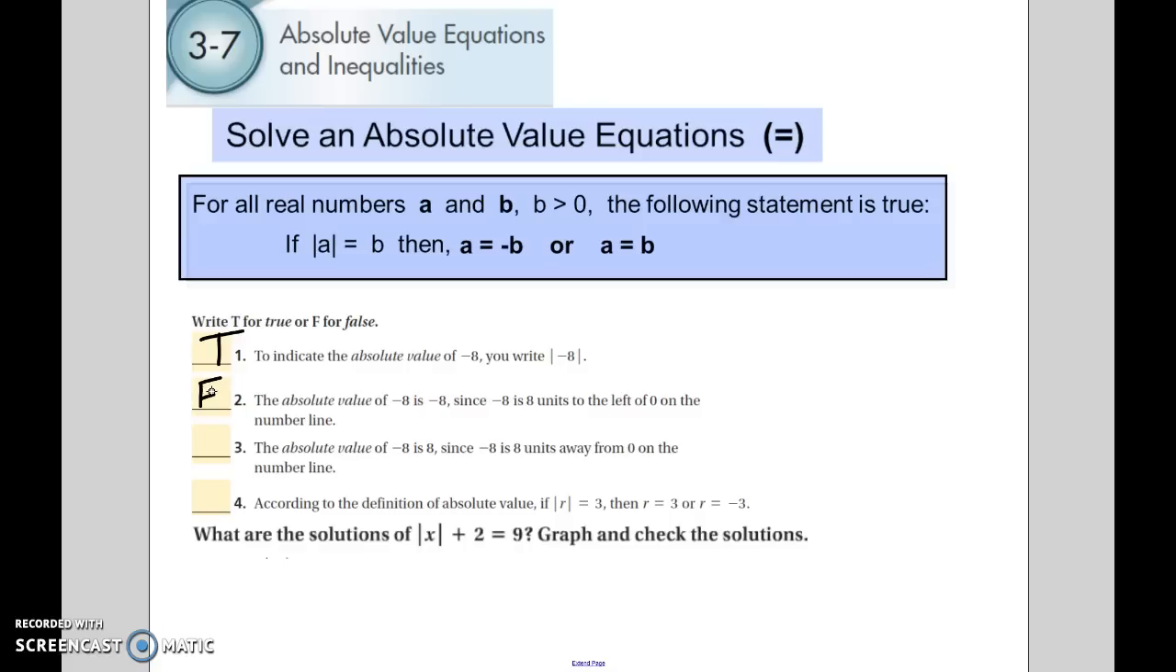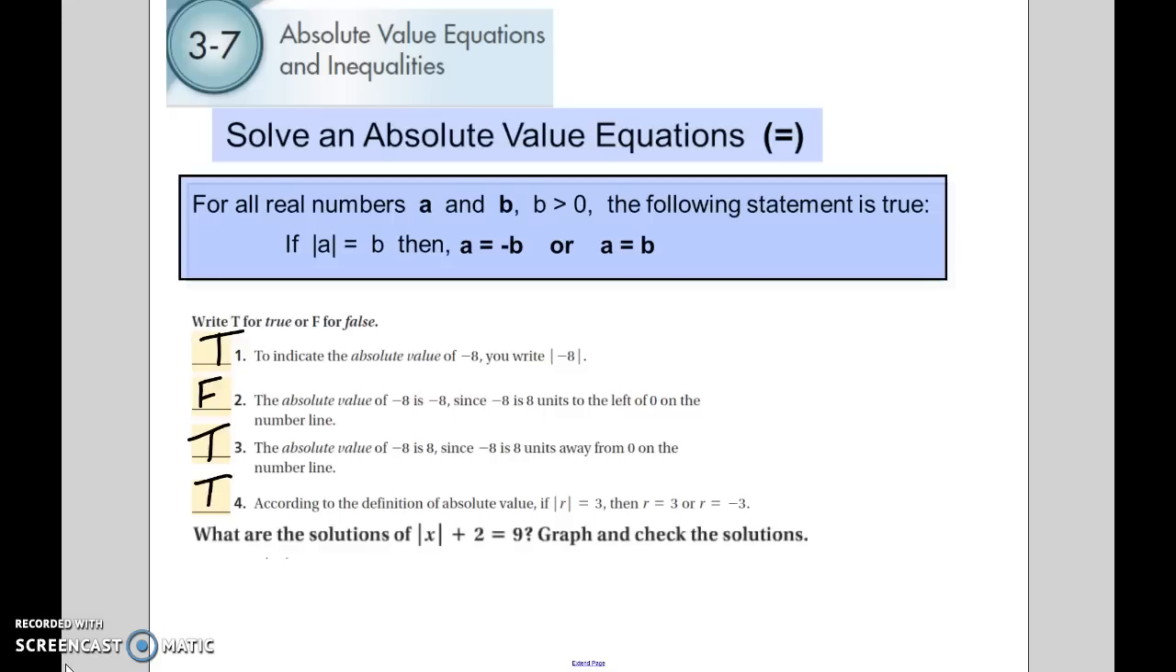Number 3, the absolute value of negative 8 is positive 8, since negative 8 is 8 units away from 0 on the number line. This is true. Number 4, according to the definition of absolute value, if the absolute value of r equals 3, then r equals 3 or r equals negative 3. This is also true. What's in the bars doesn't matter as long as what comes out of the bars is positive.